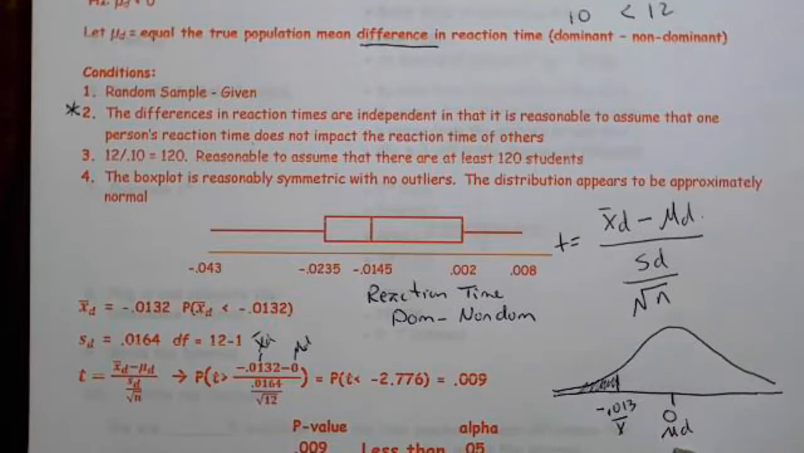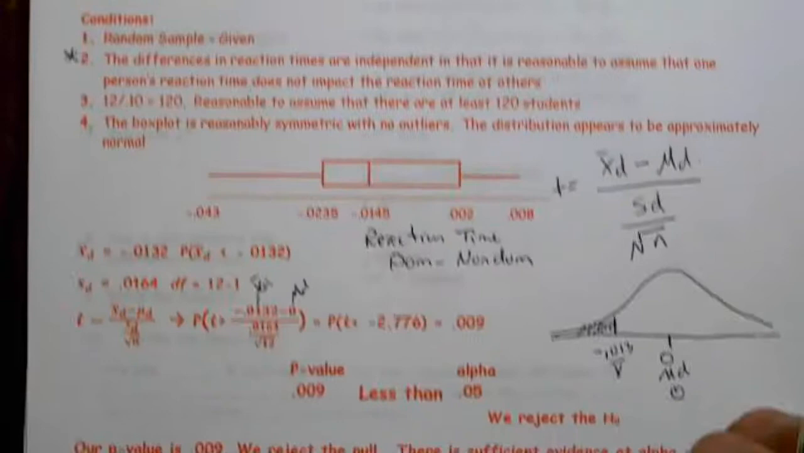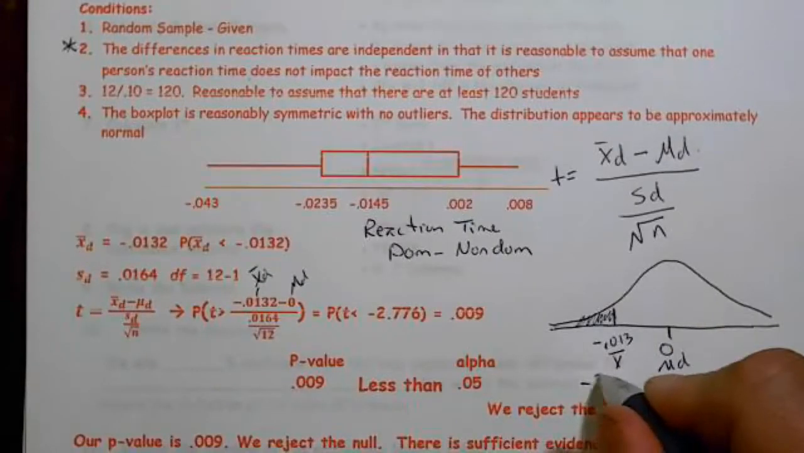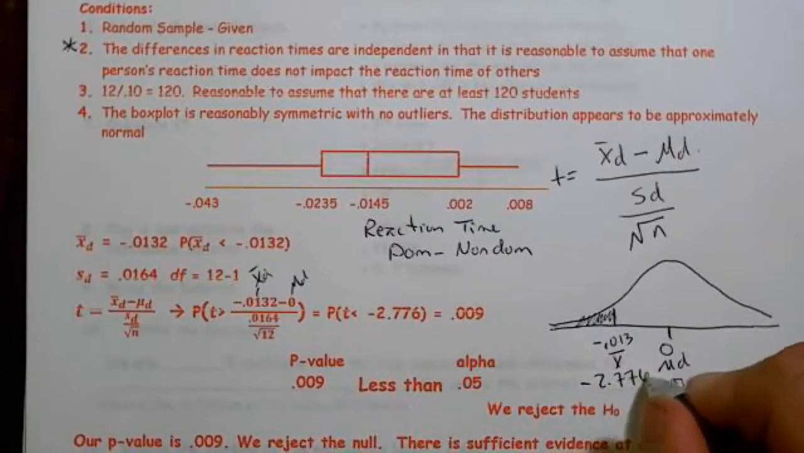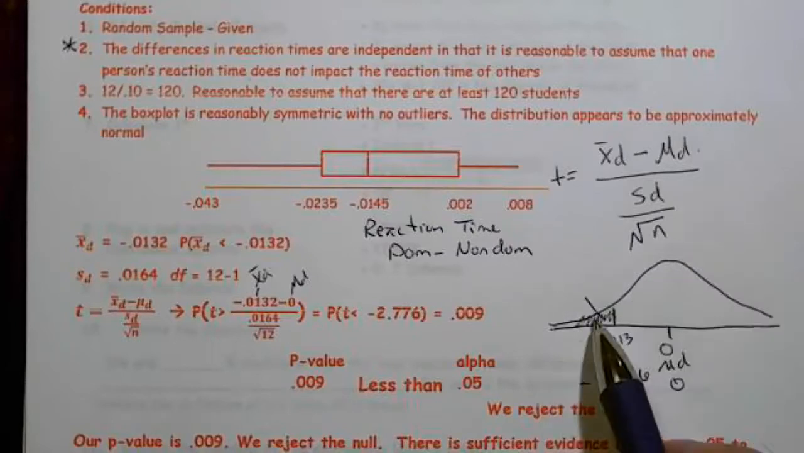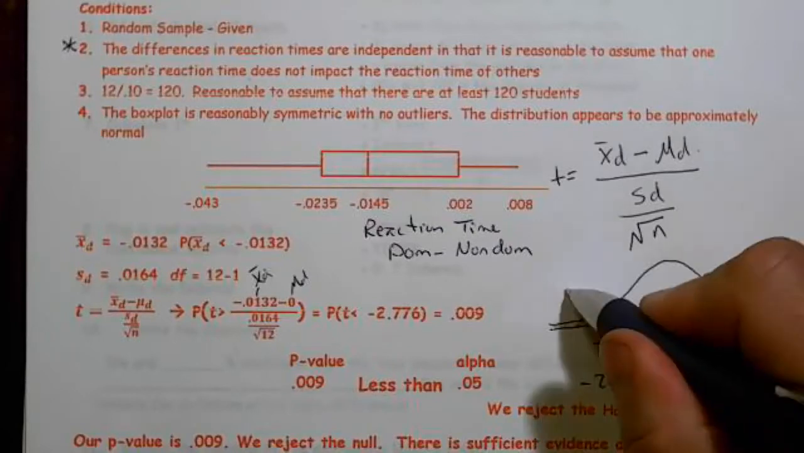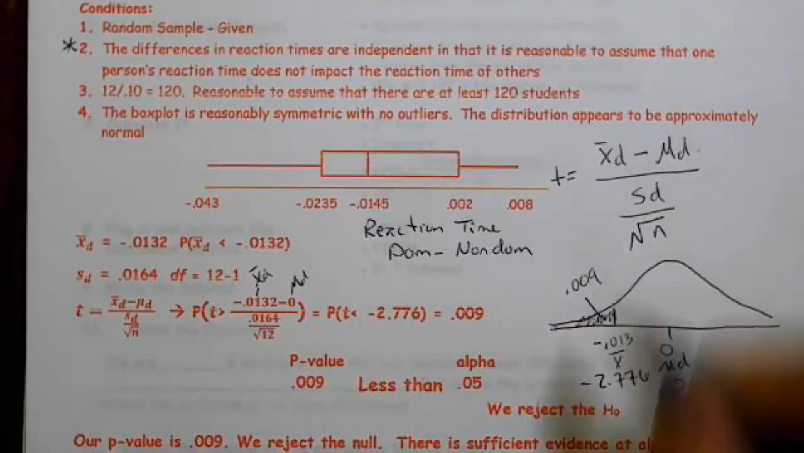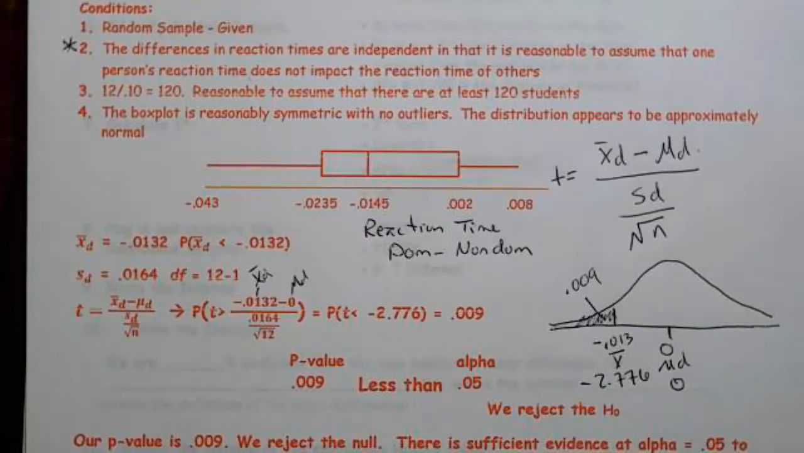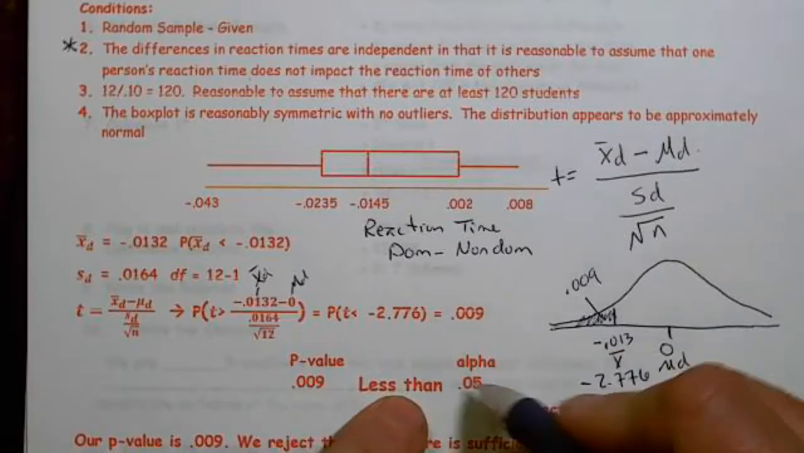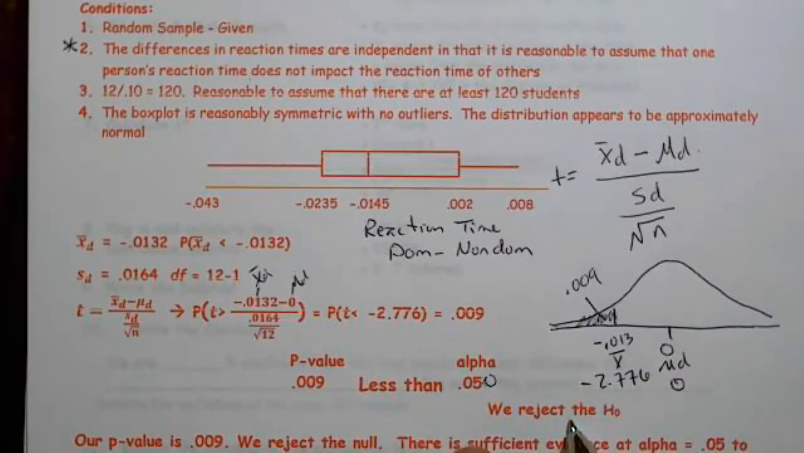And then my t-statistic, all t-statistics are centered on 0. I ended up getting a t-statistic of negative 2.776. And this shaded area is my p-value, which is 0.009. All right, well, 0.009 is less than alpha, so we're going to reject the null.